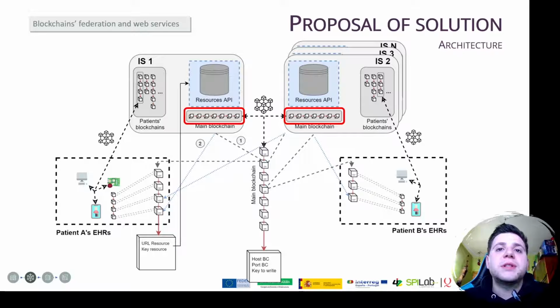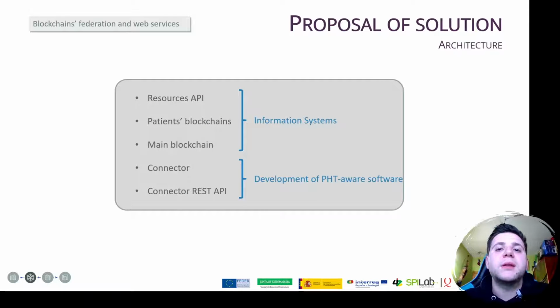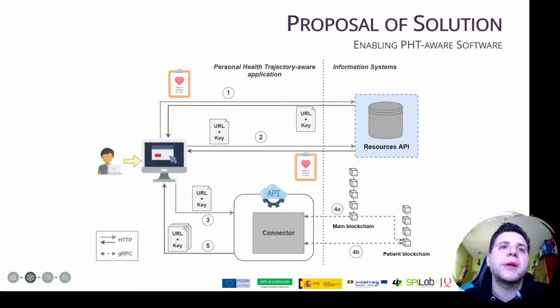The information system of each institution and service must have a node of this main blockchain, shared by all of them. We materialize the presented architecture in a series of components that we have implemented, specifically the components that are deployed in the information system of the institutions and services that integrate their patient data, and the components that allow the development of software aware of the personal health trajectory. Using these components, we allow the development of patient-centered, or personal health trajectory aware, health systems and applications.